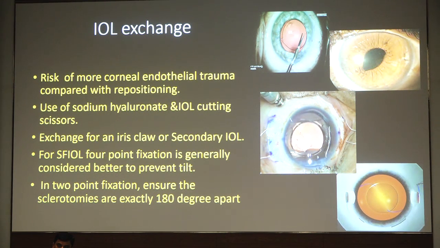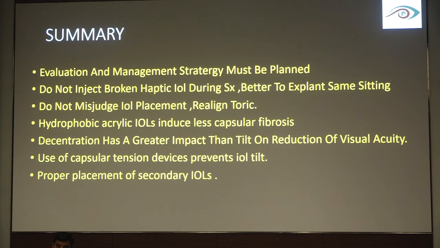If you're going ahead with the SF IOL, make sure it's a 4 quadrant and you tighten the suture, or if it's a 2, you make it like a 180 degree apart sclerotomy. So summary wise, management strategy is important. Decentration more than 1 millimeter and 5 degrees is very important.